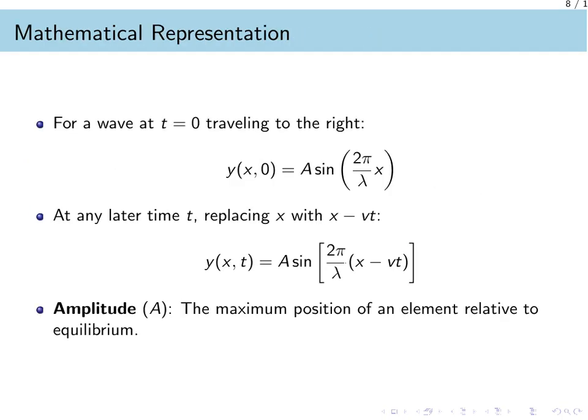To represent a wave mathematically, we use a sine function. For a wave at time 0 traveling to the right, the vertical position y is equal to the amplitude A times the sine of the quantity 2π divided by the wavelength, all multiplied by the horizontal position x. At any later time t, we account for the wave's movement by replacing x with the quantity x minus wave speed times time. This formula allows us to calculate the displacement of any part of the wave at any moment.